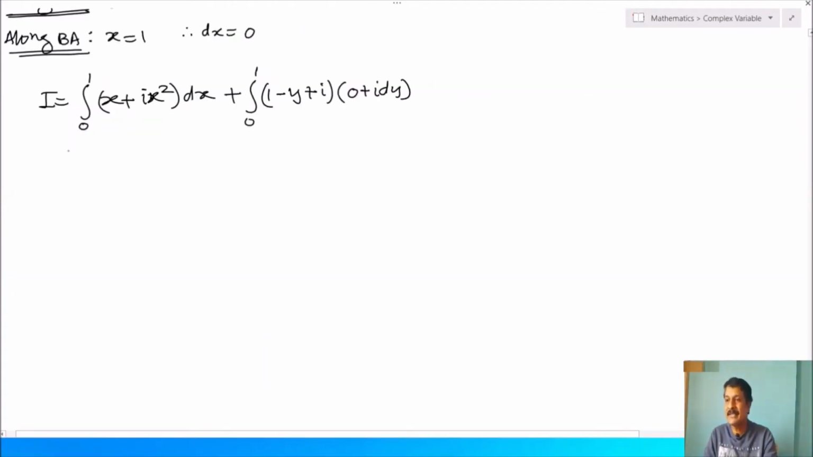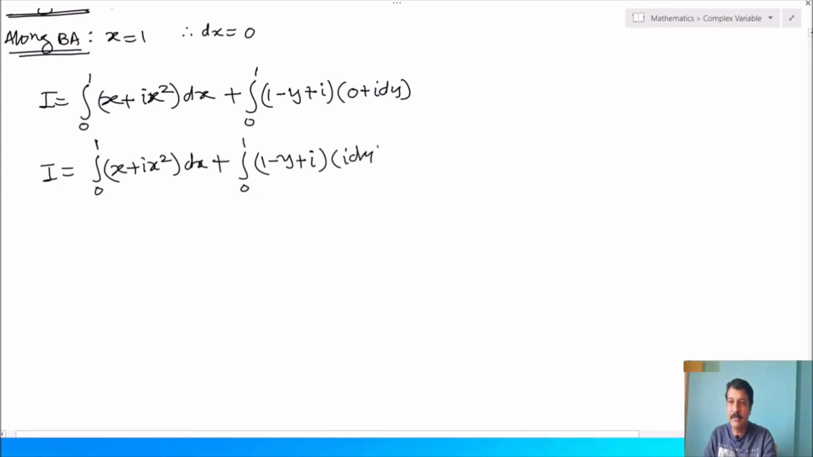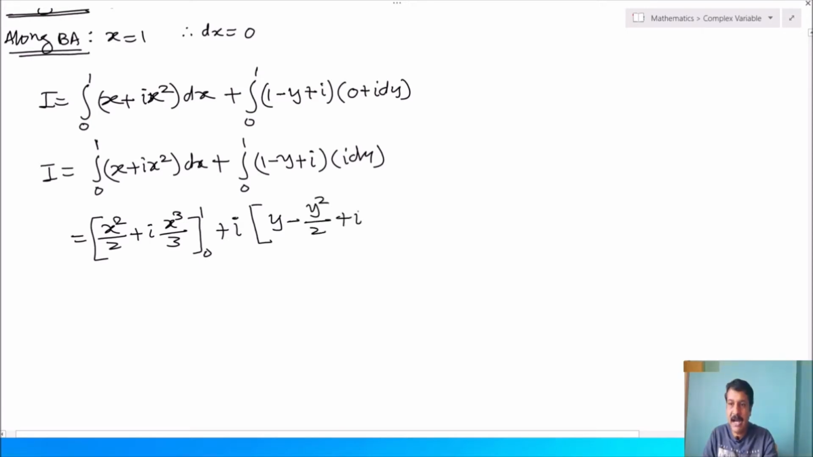Now, simplify this. So, I equals the integration from 0 to 1 of x plus i x square dx, plus the integration from 0 to 1 of 1 minus y plus i into i dy only. So, integrate it. It is x square by 2 plus i x cube by 3, with limits 0 to 1. Here, plus i outside, the integration of 1 is y minus y square by 2 plus i into y. Again, the limits are 0 to 1.